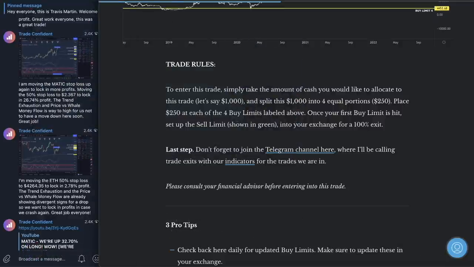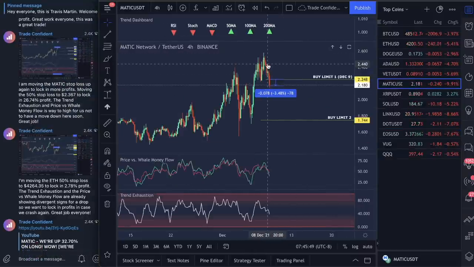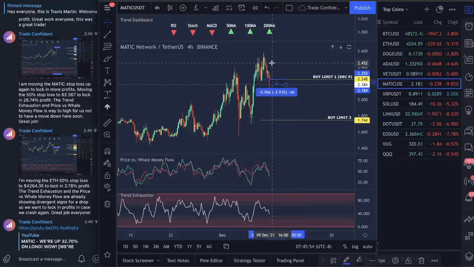And if you guys know what happened to Matic, we ended up dropping back down. So that was a very good exit. If you guys are watching that, let's take a look at Matic real quick, just for fun. We ended up dropping back down. That's what I was calling. And so I got back into the buy limit, and this is where we're currently sitting with an incredible entry.